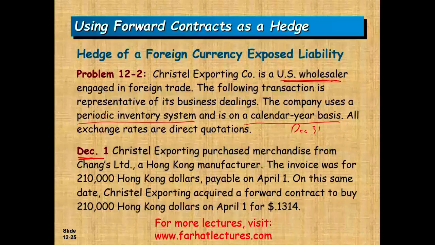So here's what happened December 1st. Cristal Exporting purchased merchandise from Cheng Limited, a Hong Kong manufacturer. So the first thing is we're going to have an accounts payable. Okay, why? Because we bought something from a Hong Kong manufacturer. The invoice was for 210,000 Hong Kong dollars. So we have to pay 210,000 on April 1st.